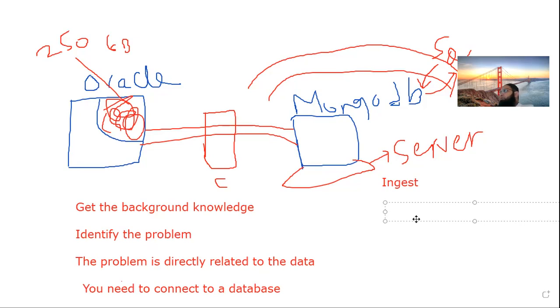So now you get the data. The data comes in the pipeline. The data comes in Python. Connection established. You get the data. Now what? Now what? Yes. Now we wrangle.